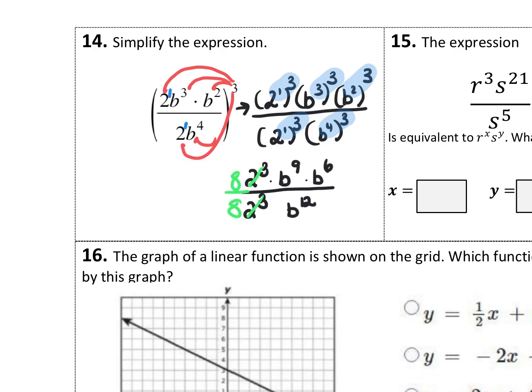But 8 divided by 8 is just 1, so those cancel off. So now I'm left with 9 b's and 6 b's on top, which makes b to the 15th on top, and then b to the 12th on the bottom. You subtract those. 15 minus 12 is 3. Or you can say that there's more b's on the top, and there's 3 more b's. So I should have a b to the third left on top as my answer.